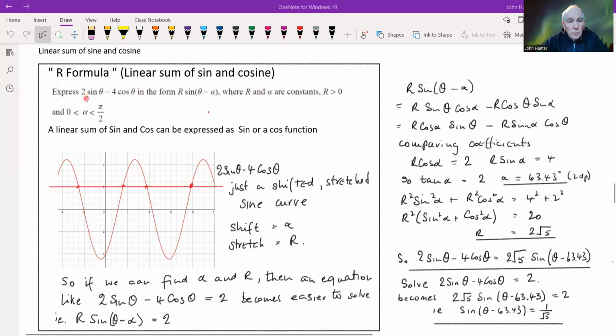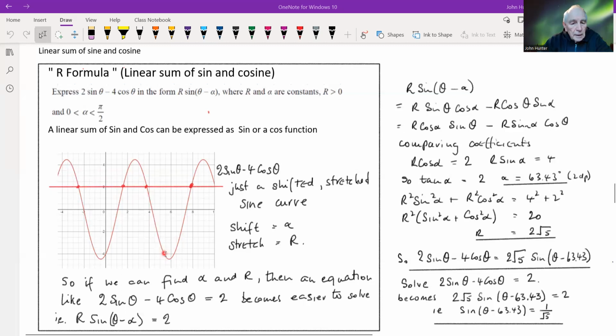Now if you were to go to Desmos or some other graphing tool and graph 2 sine theta minus 4 cos theta, you get something that looks exactly like this. What does it look like? It looks like another sine curve or a cosine curve, with a couple of differences. First of all, when we look at the amplitude of this, it's just over 4, isn't it? Yeah, it goes to 4 point something anyway.